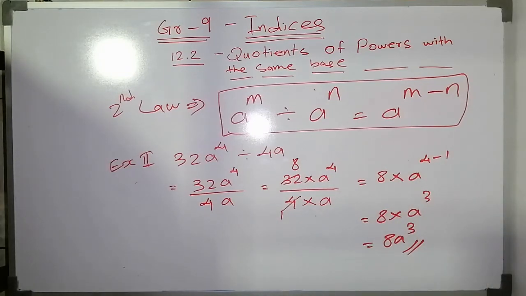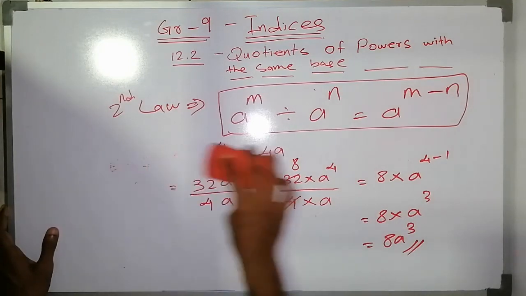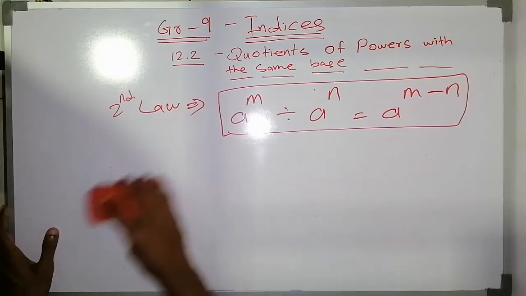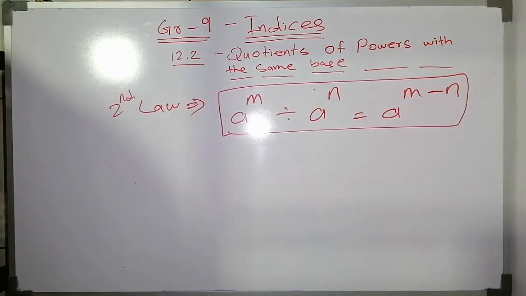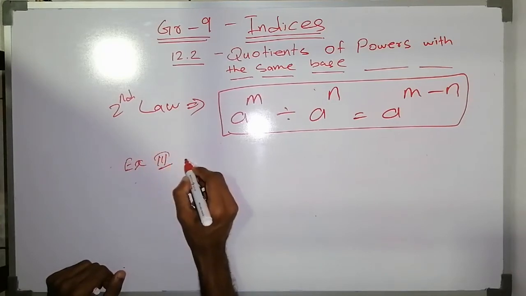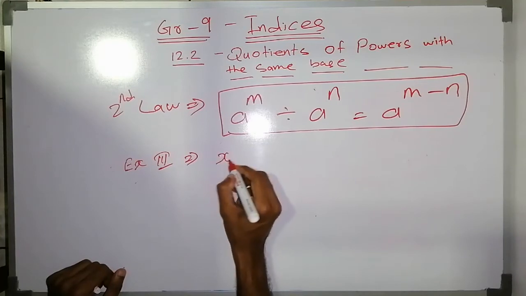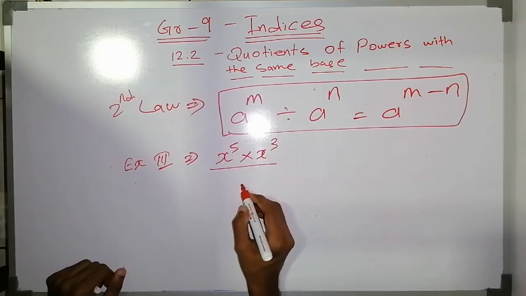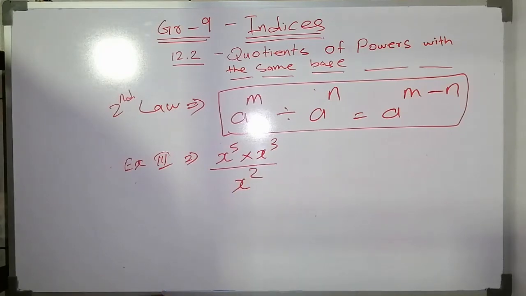So we can go to another example, the last example in this section. So the last one. Third example: x to the power 5 into x to the power 3 over x to the power 2. So that is our question.